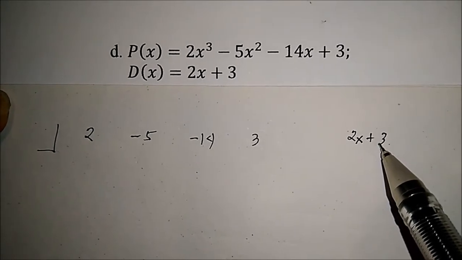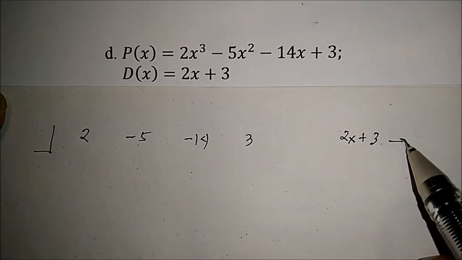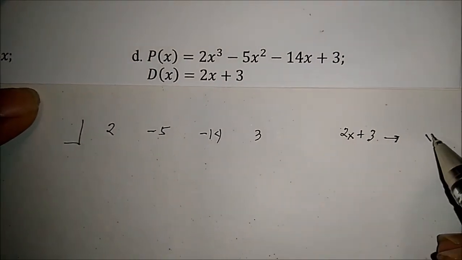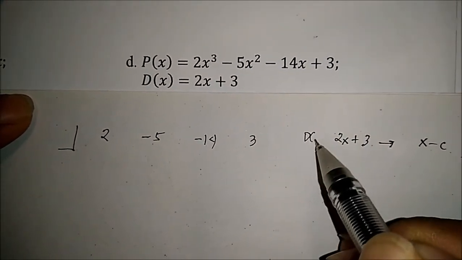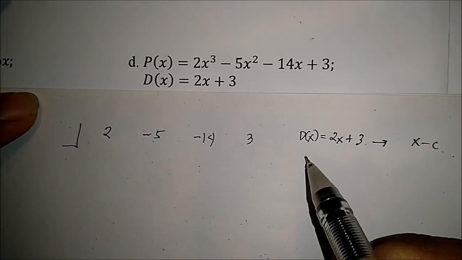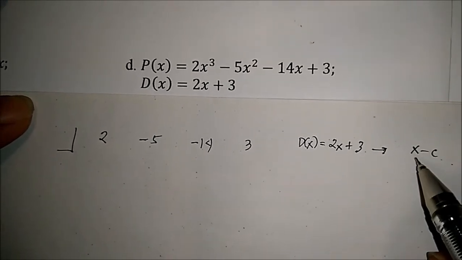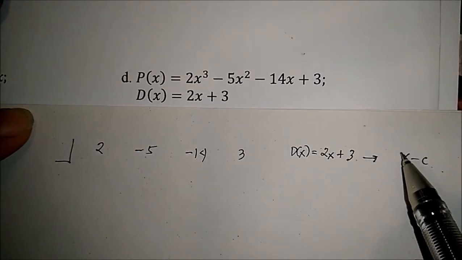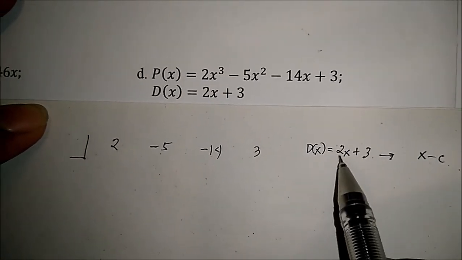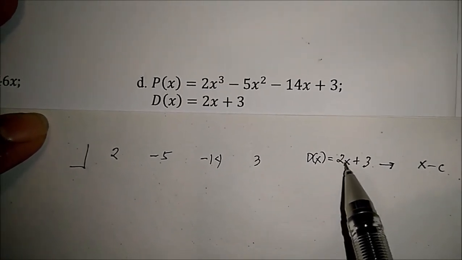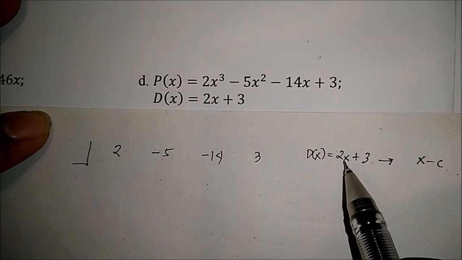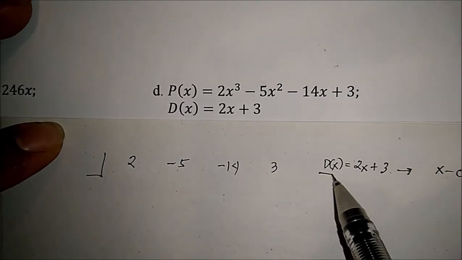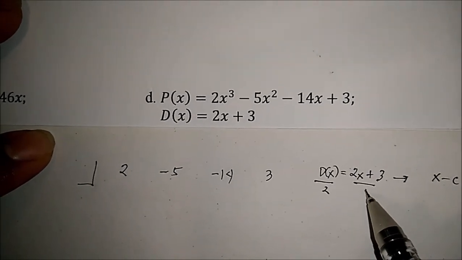There is a rule that I've explained a while ago that the divisor should be in the form x minus c. X minus c. So, our divisor is 2x plus 3, but we have to transform it into the form x minus c. That means the coefficient of x should be 1. Pero ito ay 2. So, anong gagawin natin para maging 1 yan? Of course, we have to divide this by 2. So, divide everything by 2. So, i-divide natin yung ating divisor by 2.